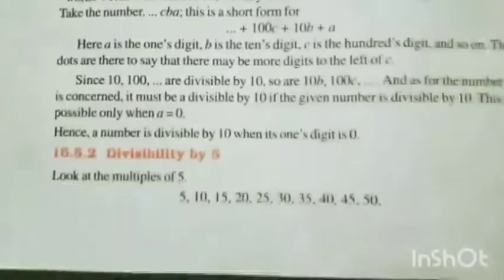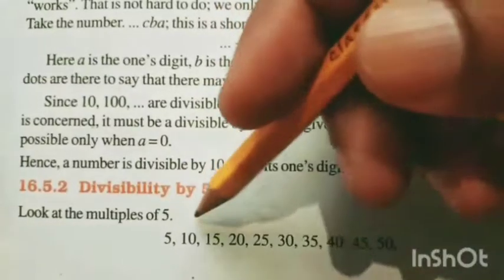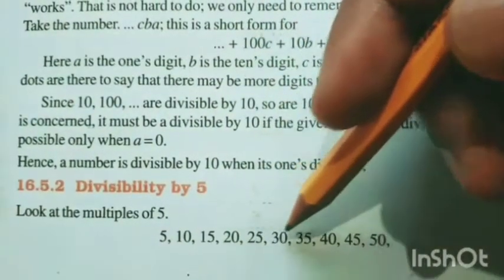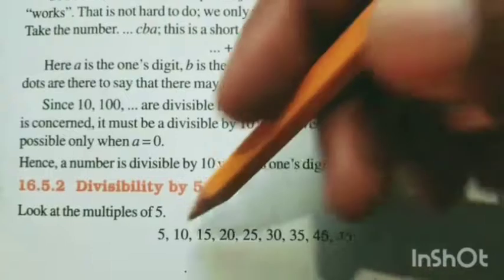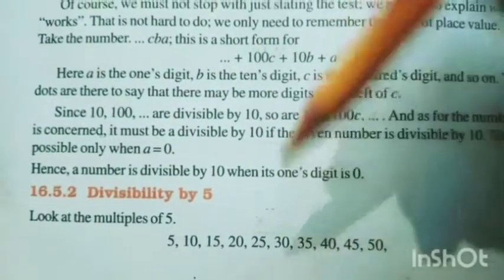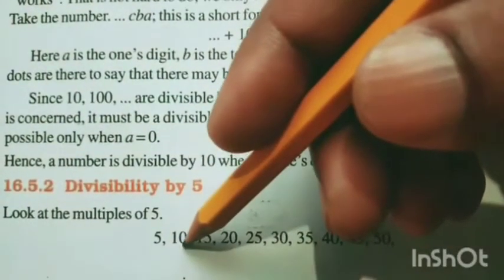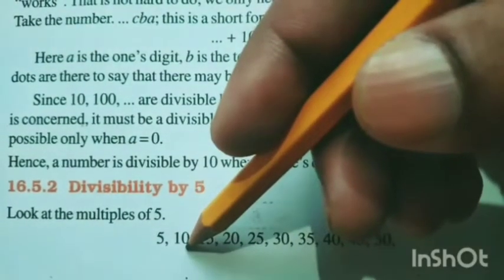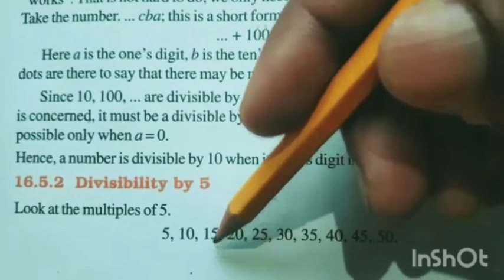Okay. Next, the divisibility test of 5. Divisibility by 5. You can see these examples: 5, 10, 15, 20, 25. This is the multiplication table of 5, right? That's why they are called multiples of 5. So what is the divisibility test of 5? You have to see the ones place again. If the ones place has 0 or 5, that means that number is divisible by 5.